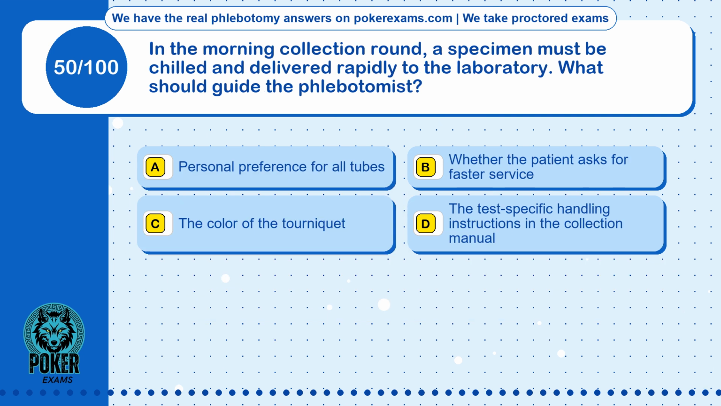Question 50. In the morning collection round, a specimen must be chilled and delivered rapidly to the laboratory. What should guide the phlebotomist? Option A, personal preference for all tubes. Option B, whether the patient asks for faster service. Option C, the color of the tourniquet. Option D, the test-specific handling instructions in the collection manual.